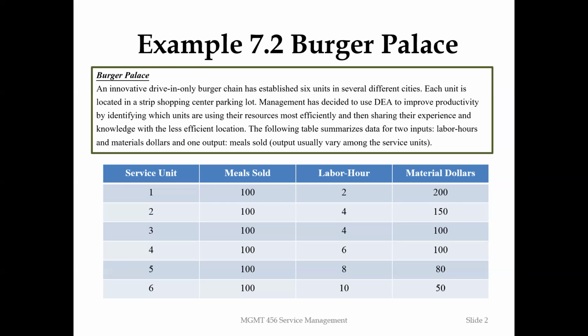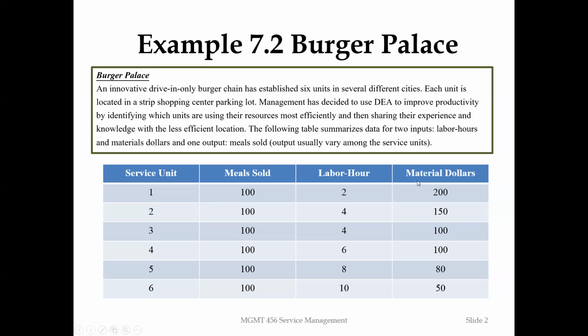This is a fast food restaurant, Burger Palace. The table shows this particular restaurant has 6 different service units. The second column shows the meals sold, so basically the output from these 6 different service units. You can see the output is exactly the same for all 6.